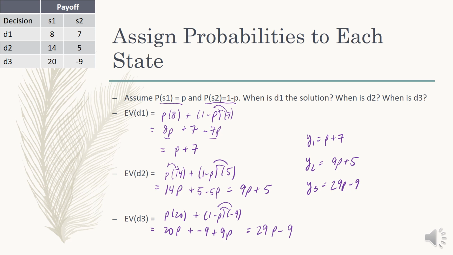So if I graph it this way, using y as the expected value and then p as my x variable, whenever one of the curves is on the top, that means that decision is the solution. So if this line is on top, then D1 is going to be the solution. Whenever this line is on the top, so when it's the highest, D2 will be the solution. And whenever this last one is on the top, that means that D3 is going to be my solution.